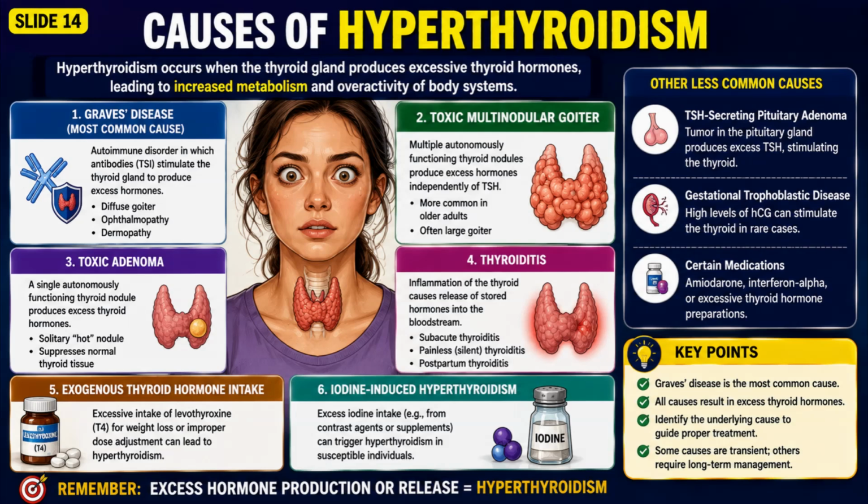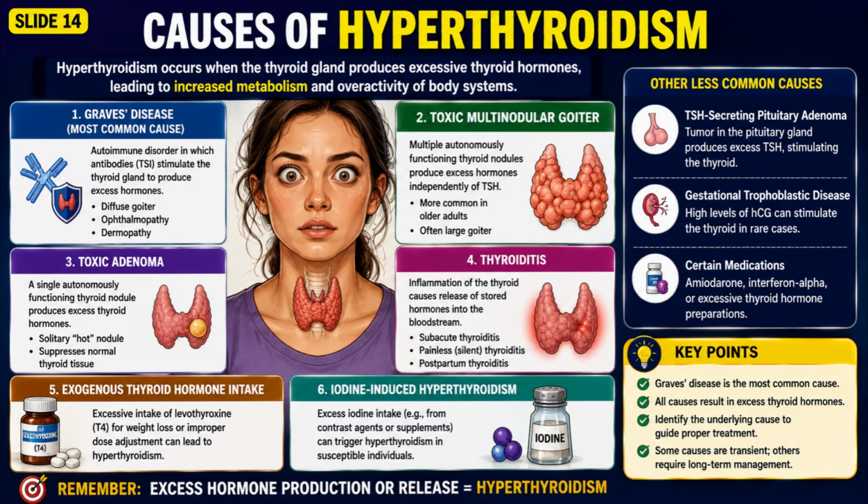This condition often causes diffuse enlargement of the thyroid gland and may be associated with eye abnormalities. Another common cause is toxic multinodular goiter, where multiple overactive nodules within the thyroid gland independently produce excess thyroid hormones without normal hormonal regulation. A toxic adenoma, also known as a hyperfunctioning thyroid nodule, can also secrete excessive amounts of thyroid hormones and lead to hypothyroidism.